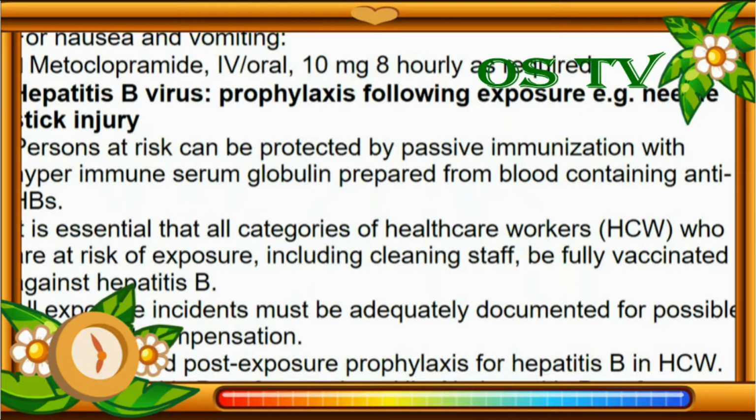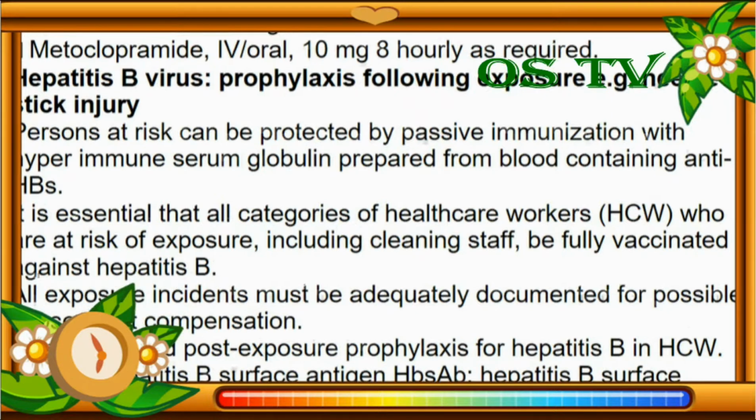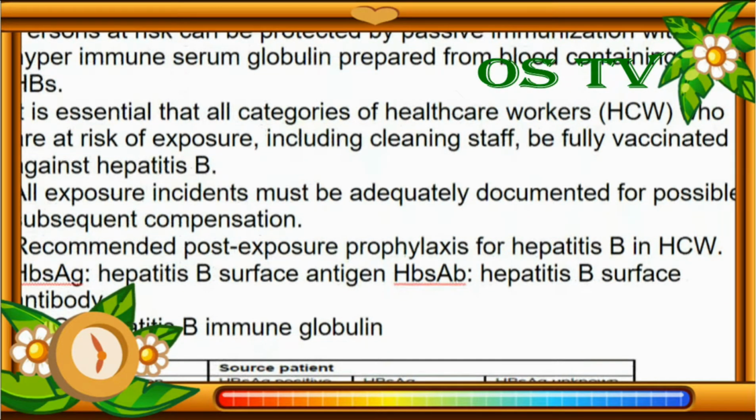Now, a person at risk of hepatitis B can be protected by passive immunization with hyperimmune serum globulin prepared from blood containing anti-HBs, that is, hepatitis B surface antibody. It is essential that all categories of healthcare workers at risk of exposure, including cleaning staff, be fully vaccinated against hepatitis B. All exposure incidents must be adequately documented for possible subsequent compensation.